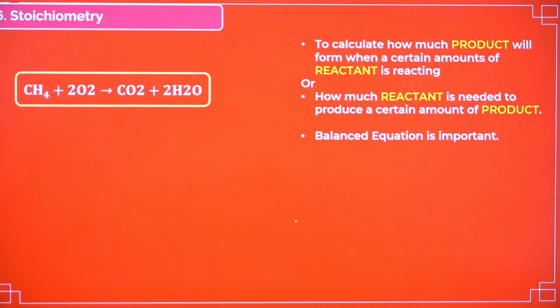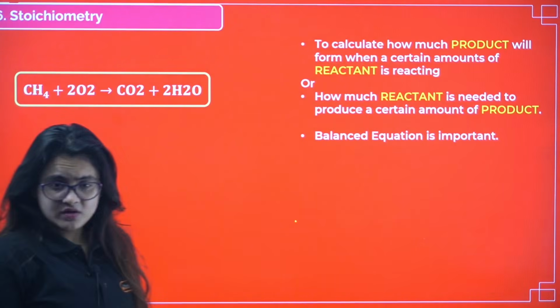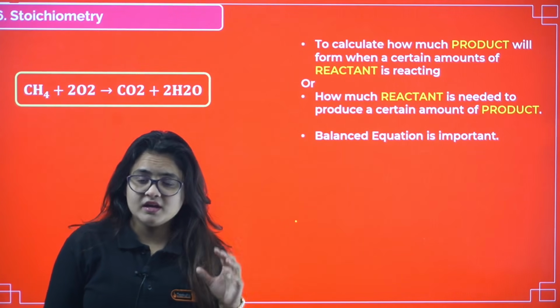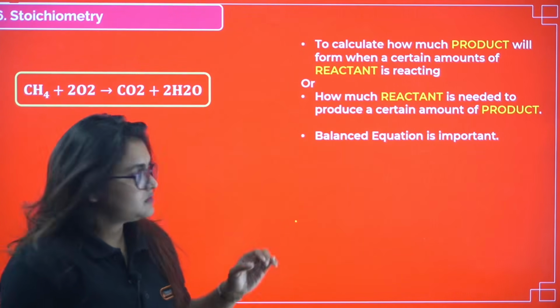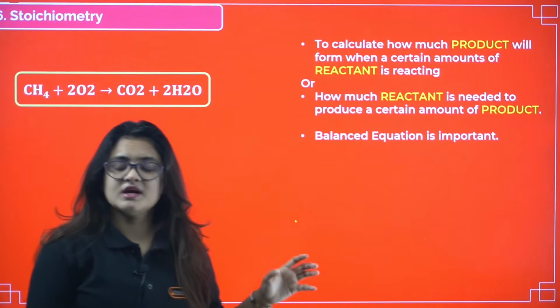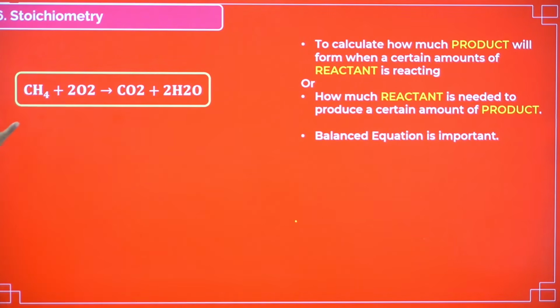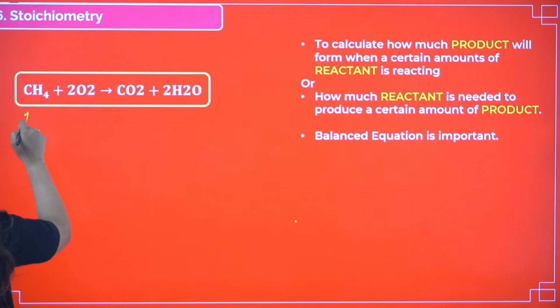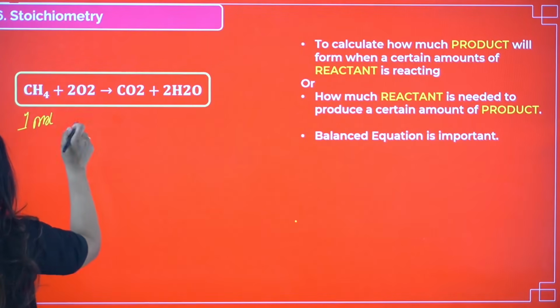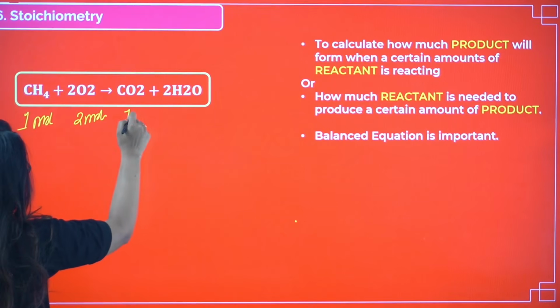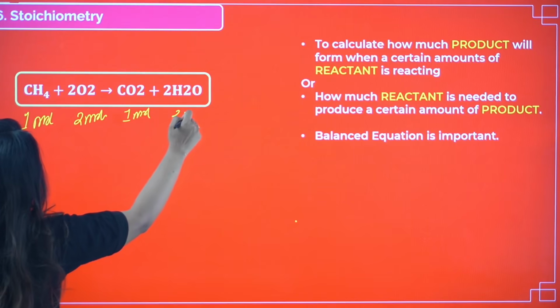Here we are going to discuss stoichiometry. Stoichiometry is important to calculate how much product will form from a certain amount of reactant. For this you need a properly balanced equation. Here you can see the combustion of methane, and the reaction is properly balanced. From here you can see 1 mole of methane will react with 2 mole of oxygen to give 1 mole of CO2 and 2 mole of H2O.